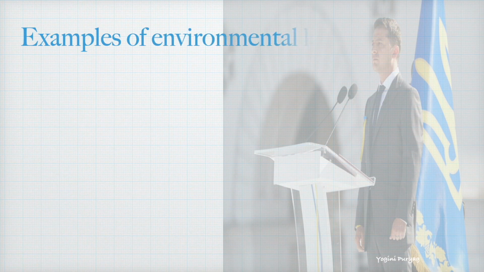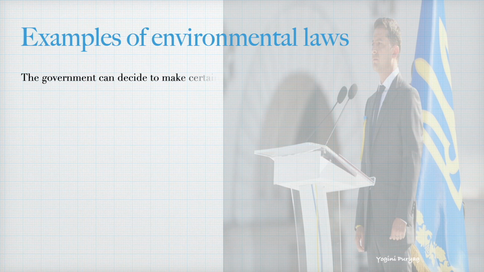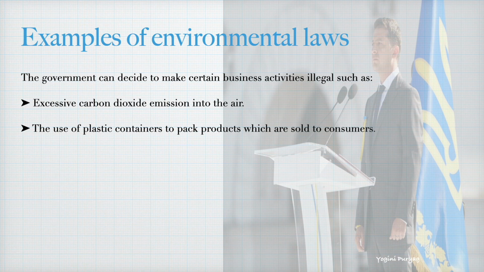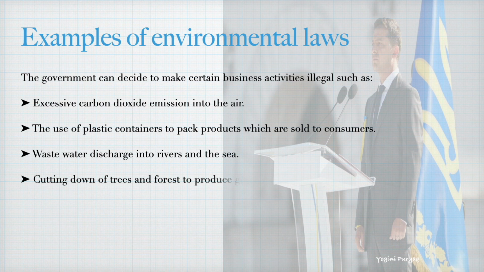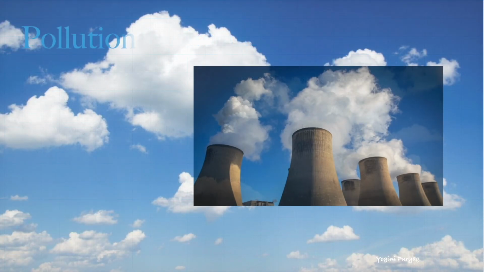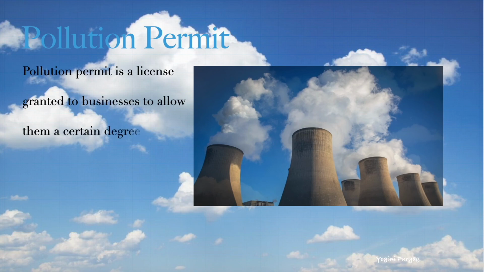Examples of environmental laws: the government can decide to make certain business activities illegal, such as excessive carbon dioxide emission into the air, the use of plastic containers to pack products which are sold to consumers, wastewater discharge into rivers and the sea, and cutting down of trees and forests to produce goods. Pollution permit. A pollution permit is a license granted to businesses to allow them a certain degree of pollution in exchange of a license fee.